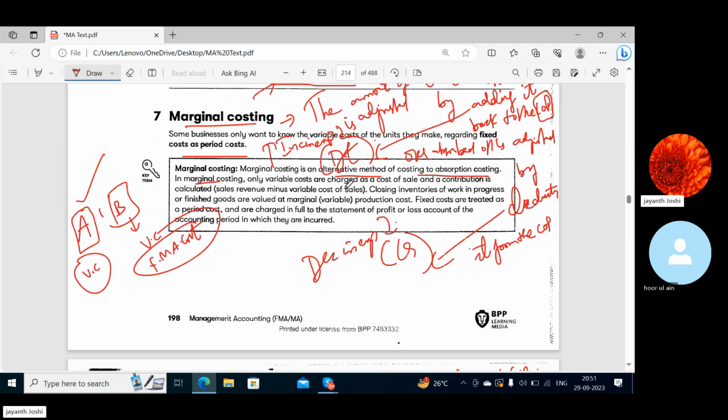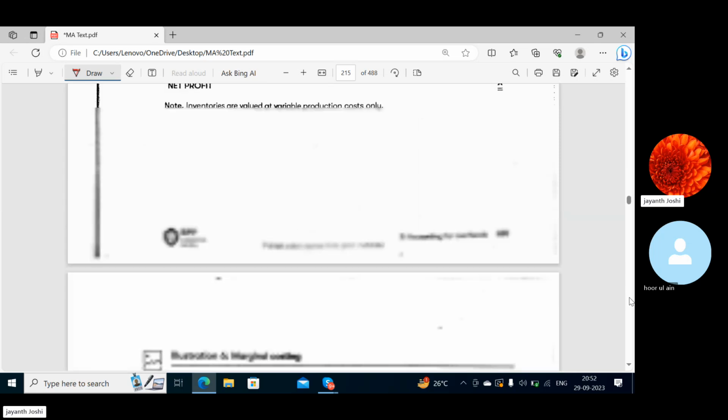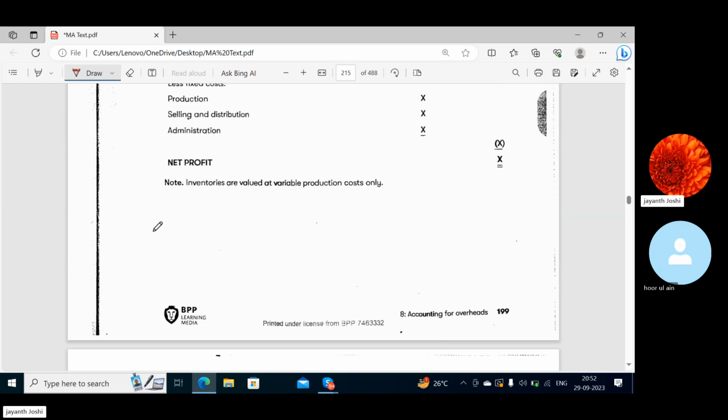In marginal costing, only variable costs are charged as a cost of sale and a contribution is calculated. They consider only variable cost as product cost, which they are going to sell. And when they remove the variable cost from the sales, they get contribution. So I'll first make a chart and show the differences between these two methods and then tell you what they're saying. So this is variable or marginal costing, absorption costing.